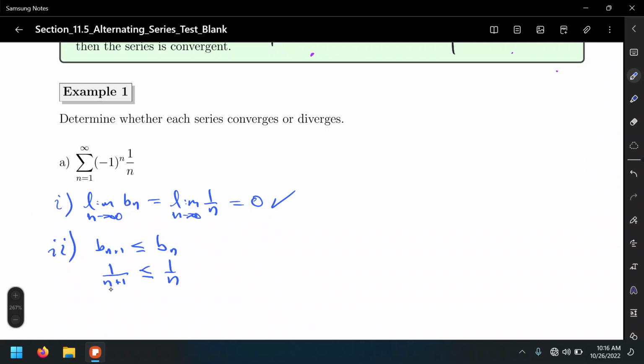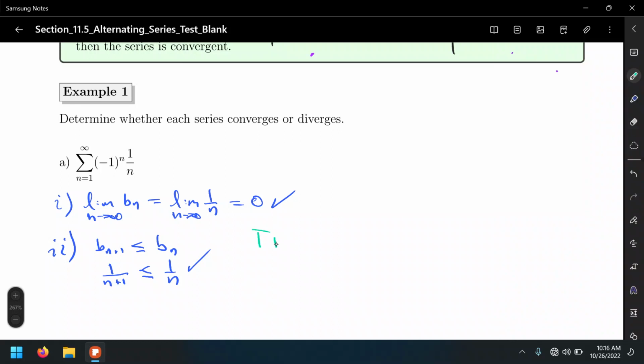It's true, right? Because in 1 over n plus 1, that plus 1 is going to make the denominator bigger, and dividing by a bigger number will make the number smaller than 1 over n. So this inequality has to be true. And what do we have? Well, the two conditions have been satisfied.